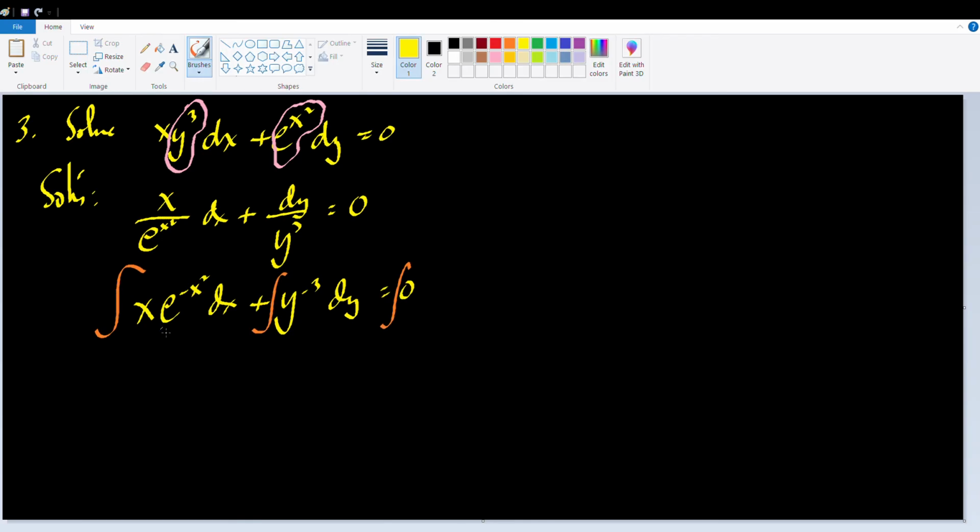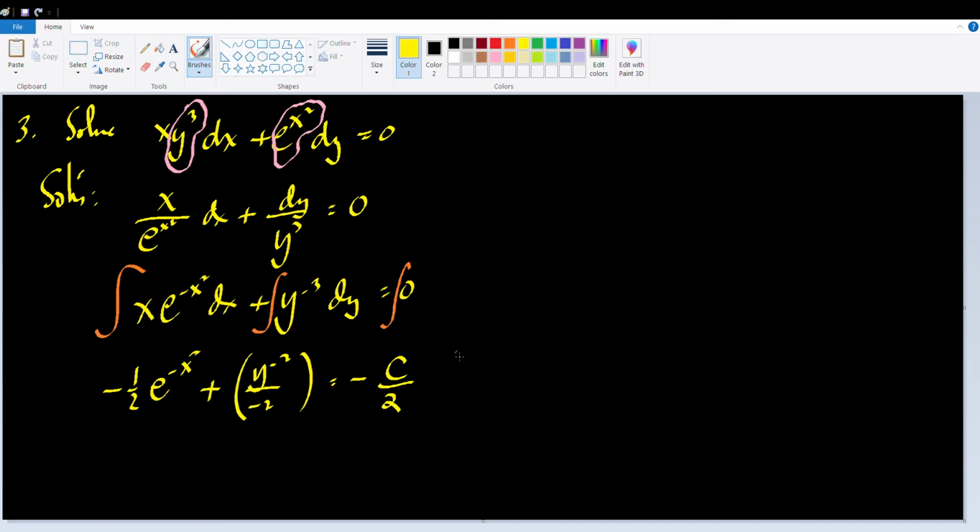So what is the integral of x e raised to negative x squared? The derivative of negative x squared with respect to x is negative 2x. So that will be negative 1/2 of e to the negative x squared. Plus y to the negative 3 becomes y to the negative 2 over negative 2 equal to, since they are all negative, why not use negative c over 2? Okay?